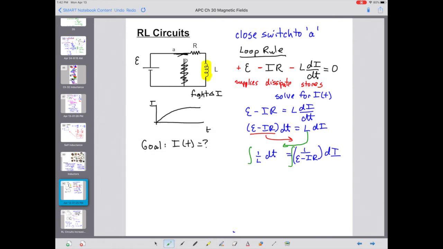So if we integrate both sides, well, let's ponder endpoints of integration first. So we close the switch. That's a time of 0, and we're going out to some random time t. On the other side, when we close the switch, our current starts at 0, and at some point in time later, we're going to reach a value of I. That's the I of t function we're solving for. So then the left side, easy to integrate. Because everything's a constant, we just get a t over L. We plug in our endpoints. It's still t over L.